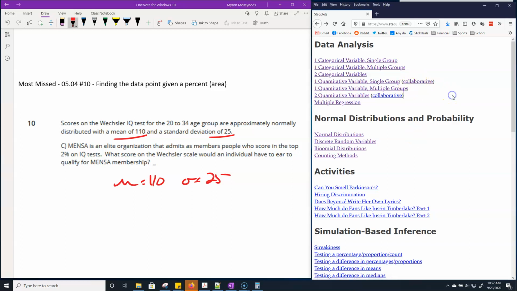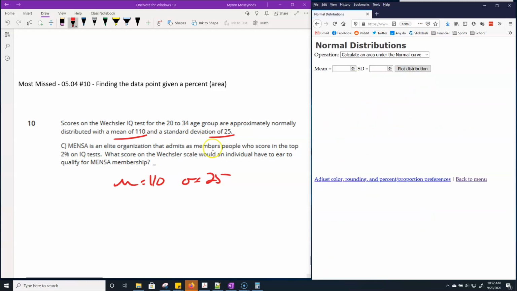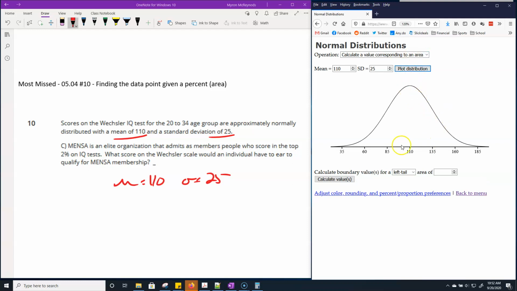So go ahead and pull up StatCrunch and pause if you need to get it ready for this problem. All right, and I'm going to select normal distribution. And I'm given the percentage, the area. What I'm trying to find is the score. So I'm going to select calculate a value corresponding to an area. My average IQ score is 110 and my standard deviation is 25. So I'm going to plot that. So I got my average there at 110.